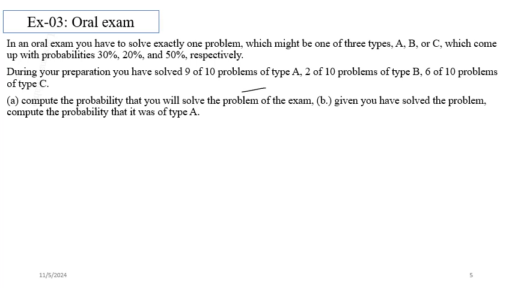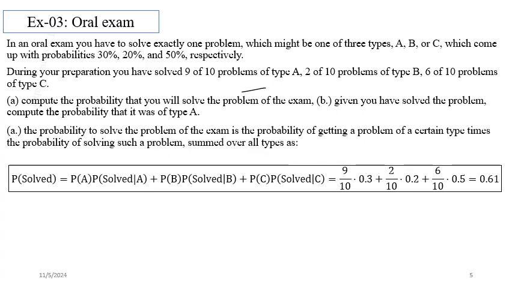Given that you have solved the problem, compute the probability that the problem was of type A. Call that event some name, and the probability of A given that event. So if you solved it, what is the probability of solve?